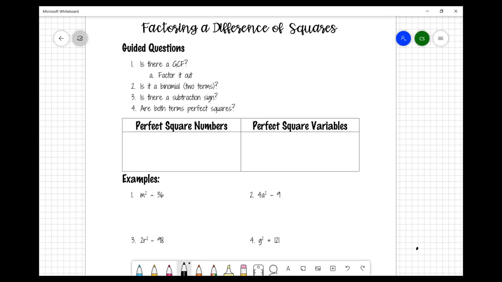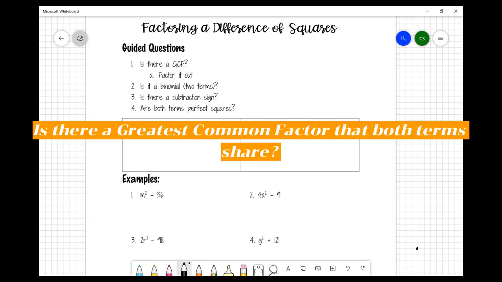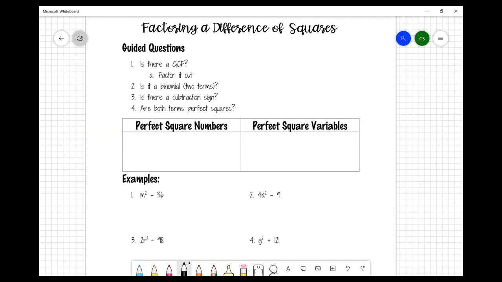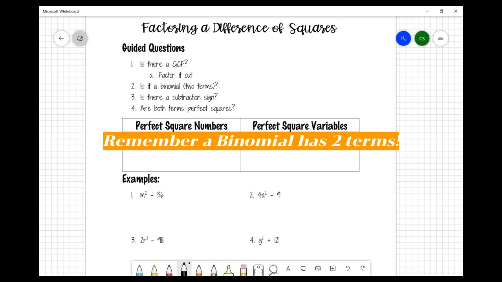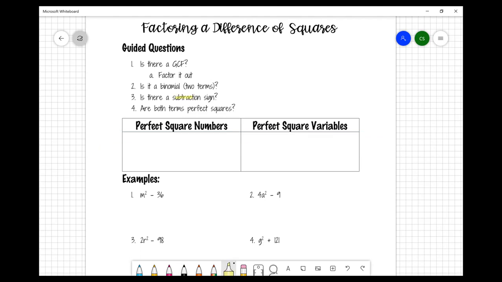So there are a couple of questions we need to ask ourselves before we start factoring a difference of squares. We first need to ask ourselves, is there a GCF? Is there a greatest common factor? If there is, we must factor it out. Then we ask ourselves, is it a binomial? You know, a binomial has two terms. Then we ask ourselves, is there a subtraction sign? Hence the word difference. And then we ask ourselves, are both terms perfect squares?